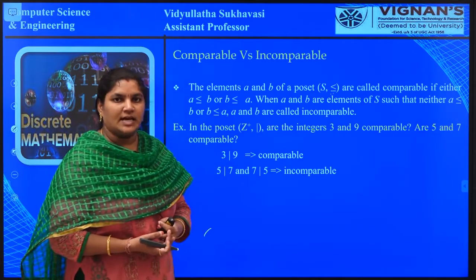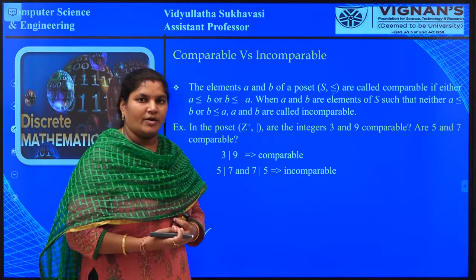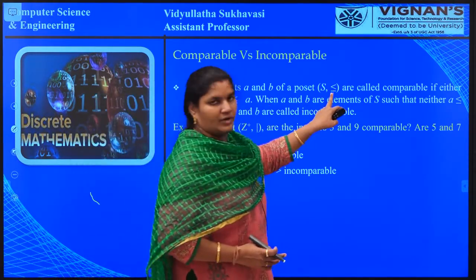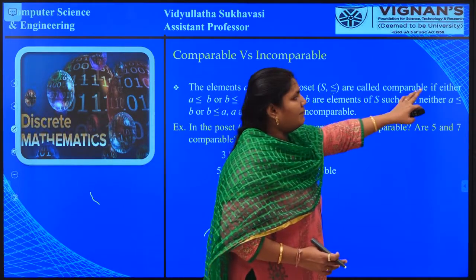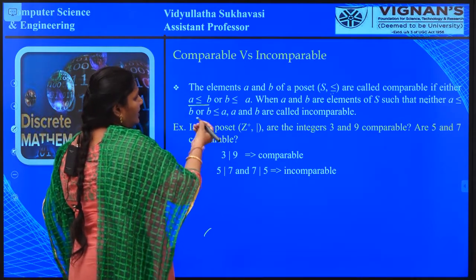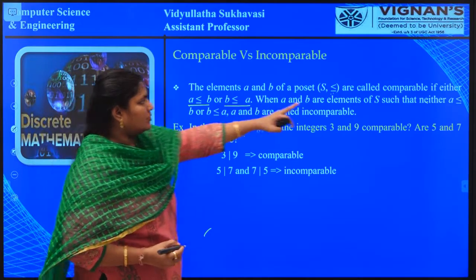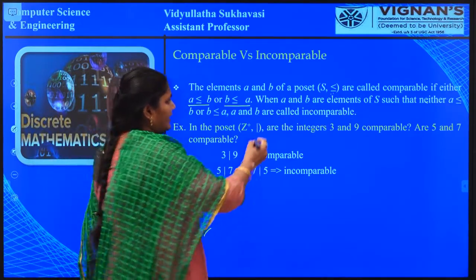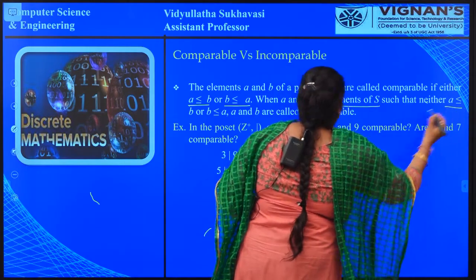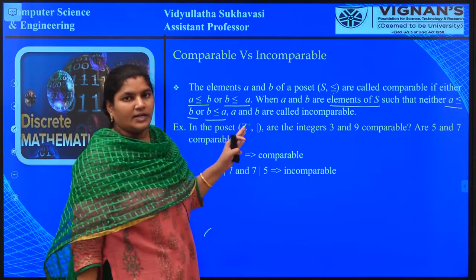In the previous example we have seen that greater than or equal to is satisfying partial ordering for the set of integers. Here, if you take less than or equal to, elements are called comparable if either A ≤ B or B ≤ A. Only then can we say that those are comparable. When A and B are elements of S such that neither A ≤ B nor B ≤ A, they are incomparable.